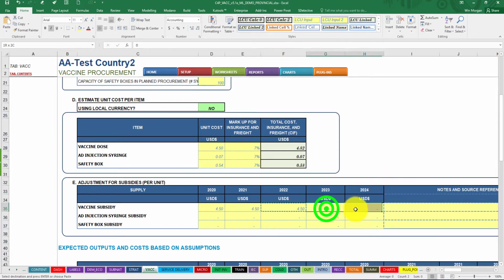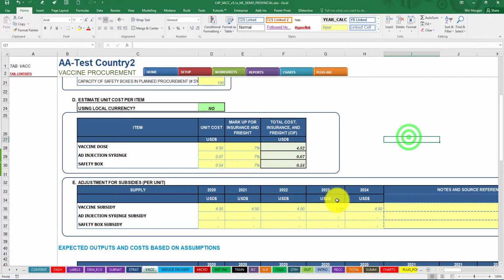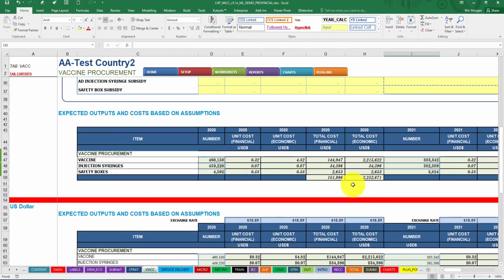Right now I'm just going to be making the assumption that you're getting the total donations for all 5 years. But as I said, you can change that.